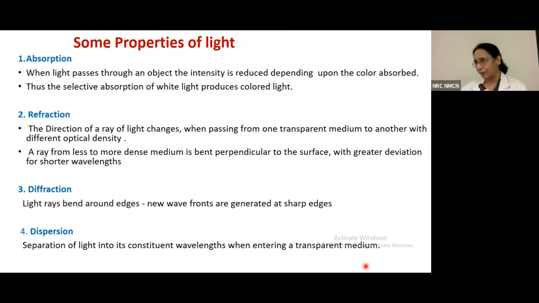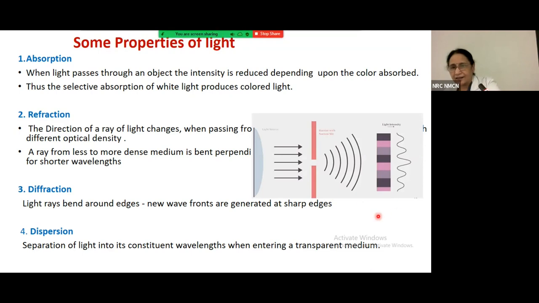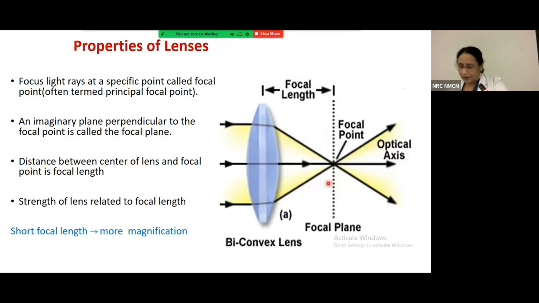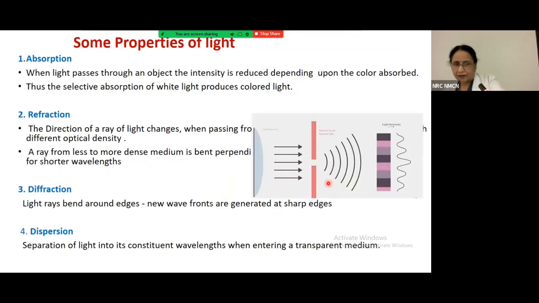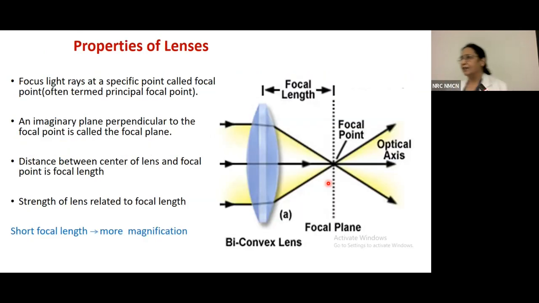Then comes another property of light, that is diffraction. That is, light rays bend around edges and they form new waveforms which are generated at sharp edges. Then comes dispersion, that is the separation of light into its constituent wavelengths when entering a transparent medium. That was all about the properties of light.